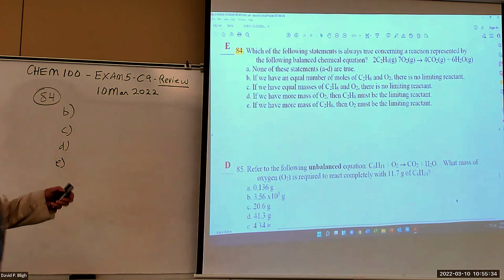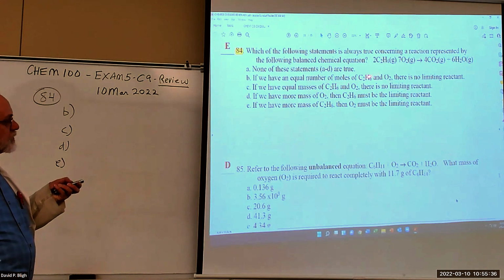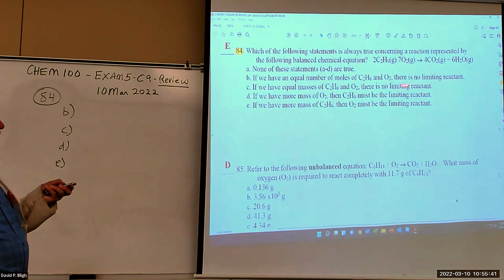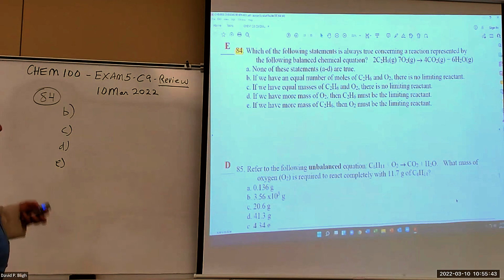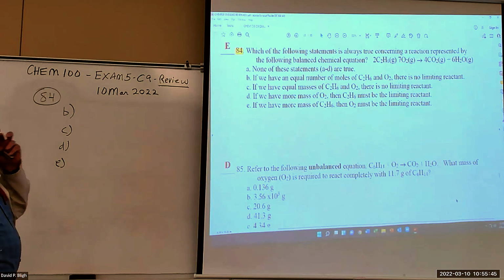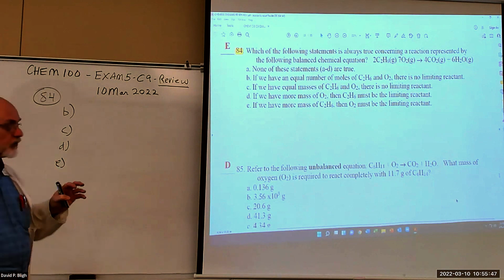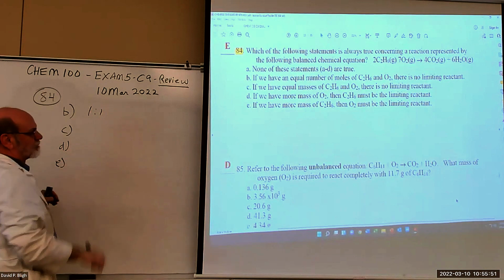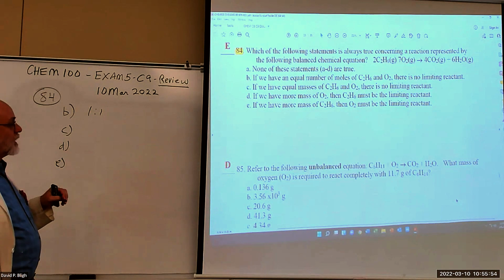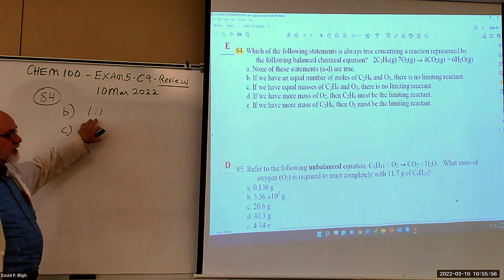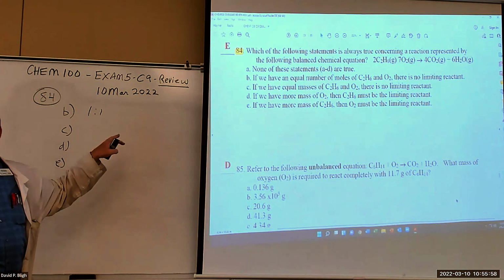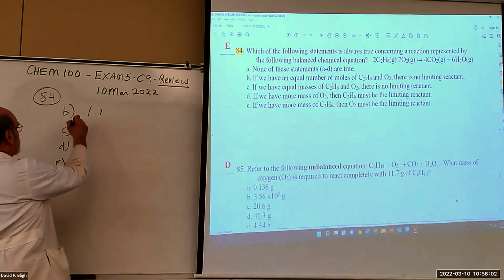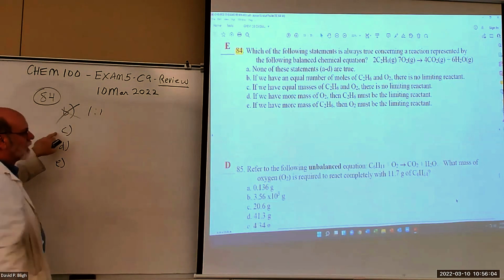Okay, for B, if we have an equal number of moles of C2H6 and O2, there is no limiting reactant. No, if you have an equal number of moles, your ratio is 1:1. So B is false. It has to be a ratio of 2 to 7 to be stoichiometric. So this one's false. How about C?